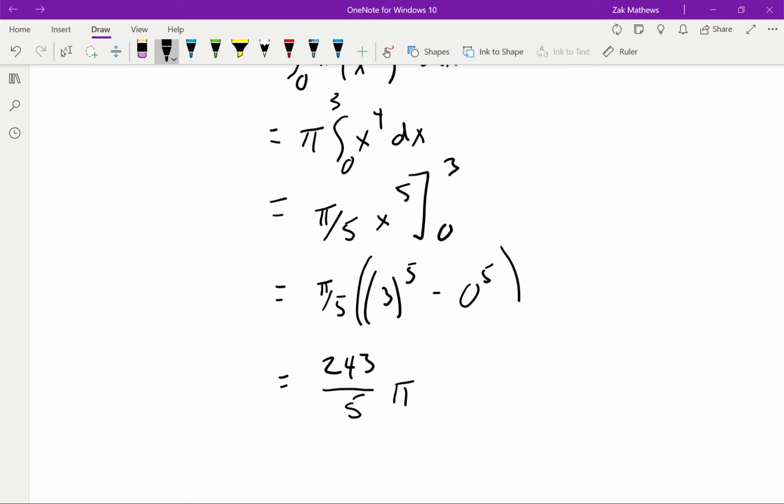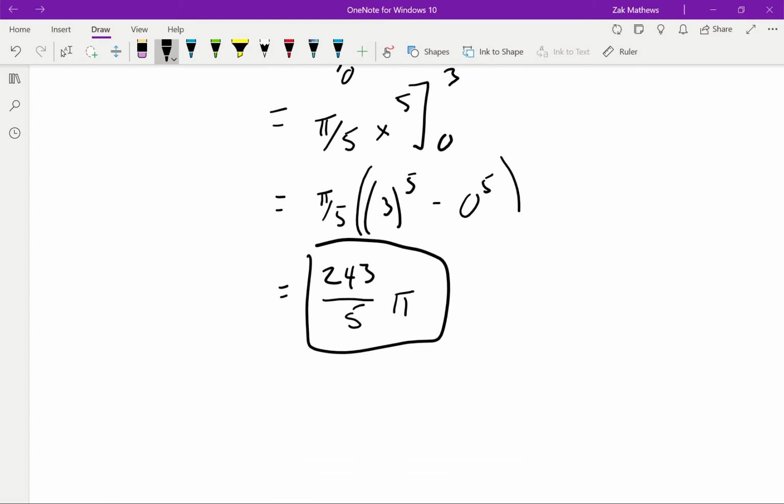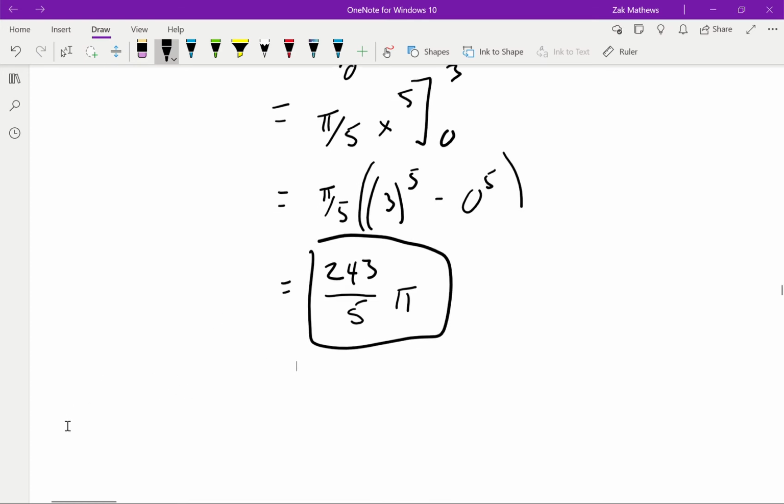And so that would be our answer. It is a volume, so the units would be cubed if we knew what the units were, but we don't know what our units are. So there is our volume. That was pretty straightforward, I think, as long as we understand how those cross sections work from the last video. All we're doing is using the same cross sections just on this different three-dimensional shape that we're creating by spinning the curve around the x-axis.